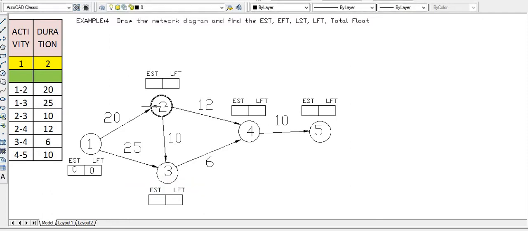Next we will see what is the earliest start time for event 2, for the activity 1 2. For this activity we have to add the earliest start time. Only after completion of this will we start the second event. So it requires 20 days. So for 1 to 2, it will have the earliest start time, EST, as 20 days. So 0 plus 20 is nothing but 20. That means this 20 will be taken here. Okay? So we will have this 20 here.